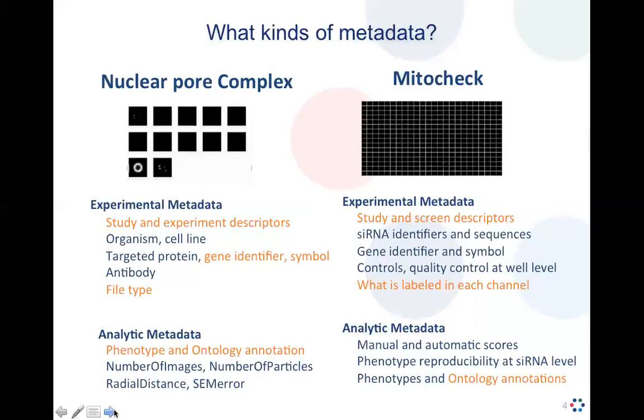So we tried to organize and standardize the information from both data sets and put it into standardized columns of data, and the things that I've highlighted in orange are things that I've added to the data sets. So for example, in the nuclear pore complex data set, they gave me the protein name, but so that we could link this to other data sets, I added also what the corresponding gene identifier would be and the gene symbol. And in both cases, we added some phenotype ontology annotations.